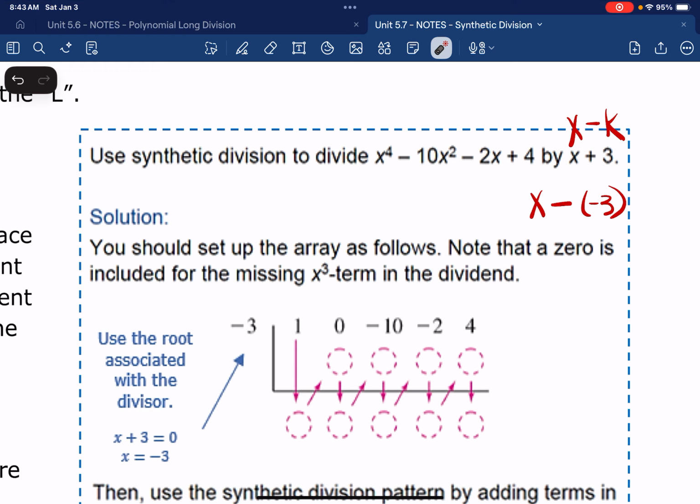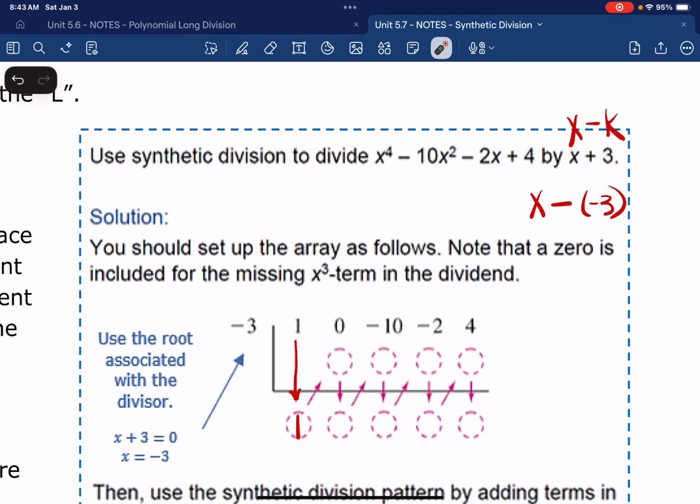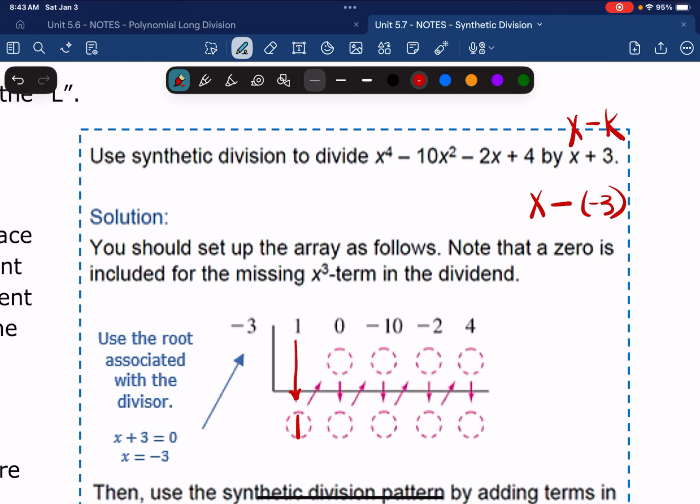Then we have these arrows drawn for us. So the first step that we're going to do is we are going to bring down whatever this first coefficient is and place it right here. It's the number 1. Okay, then we are going to multiply: what is negative 3 times 1? That gives us a negative 3. And then we always combine, moving down, combining or adding. What is 0 minus 3? Well, that gives us a negative 3.